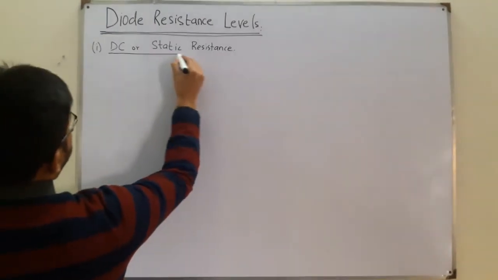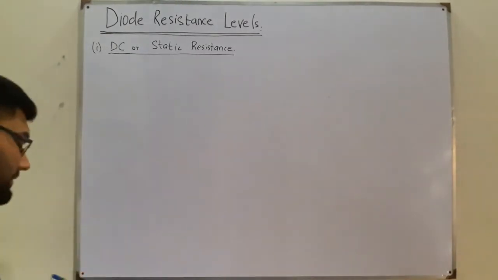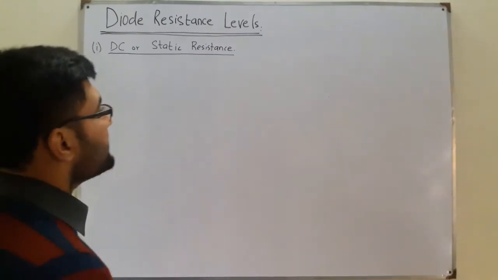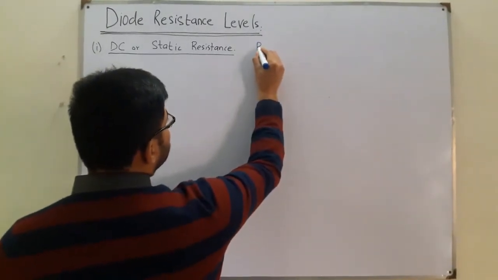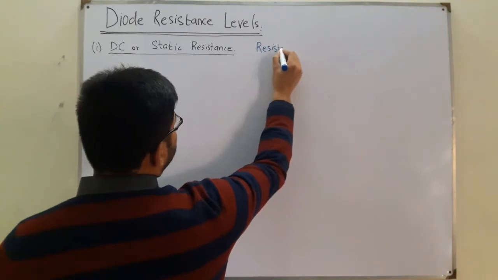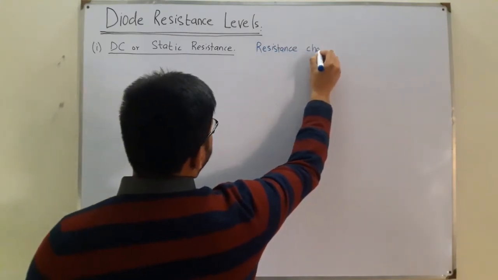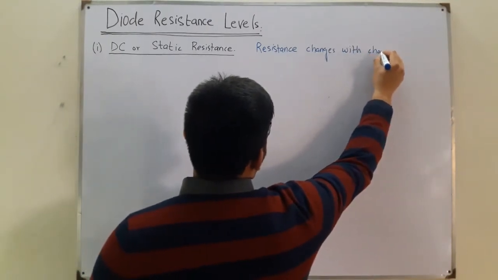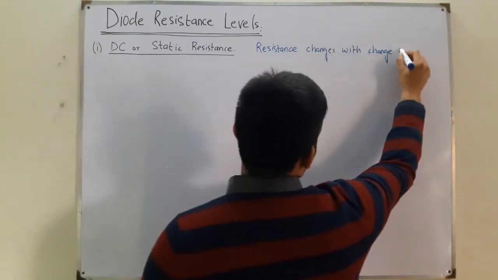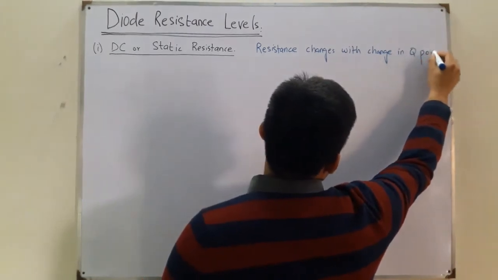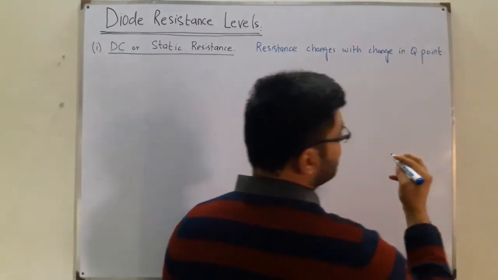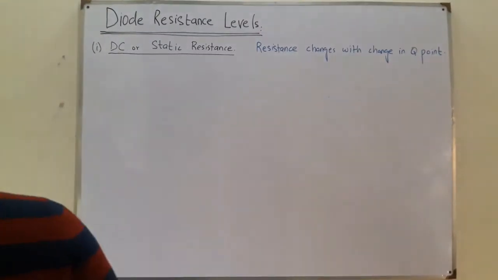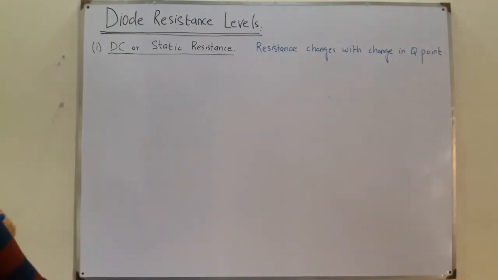Now from the previous video we have the knowledge that if the Q point changes, the resistance also changes. Resistance changes with change in Q point. This marker is not working properly, I believe I've put the black ink in it. So the resistance changes with the change of the operating point.